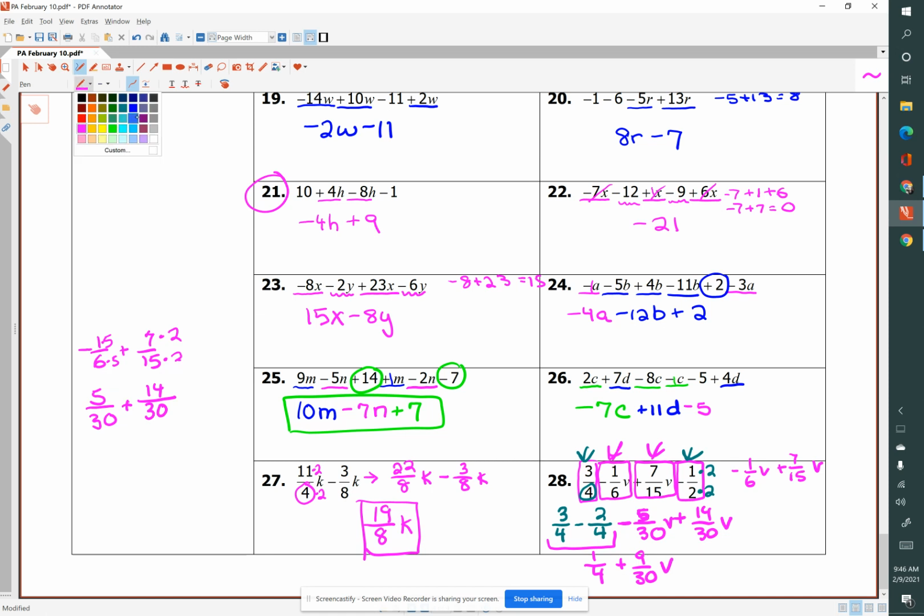Now, still not done. We can simplify 9/30. So 9 divided by 3 is 3. 30 divided by 3 is 10. Again, this is our variable term. So I'm going to put that in the front, and we still have this positive 1/4. And that's our final answer.